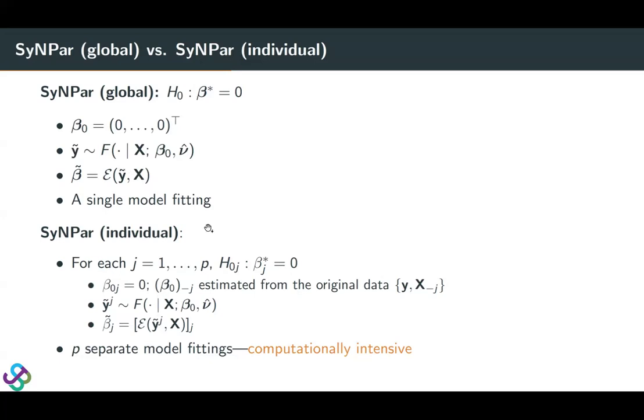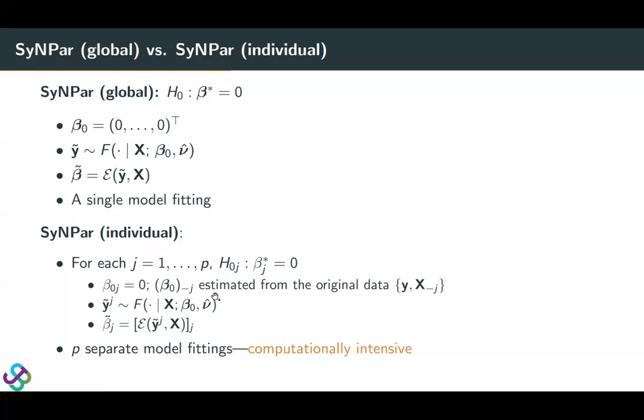But this may not be what we want, right? Because like in our class, we may be more interested in individual null hypotheses. In other words, we just set one component to zero, but keep the other components unconstrained. In this case, we can implement it by setting the jth component of beta 0, the null parameter, to 0, and estimating the other components from the original data. Given this individual null, we generate one response, and then we apply our estimation procedure to the synthetic null data just for feature j to get beta tilde j.